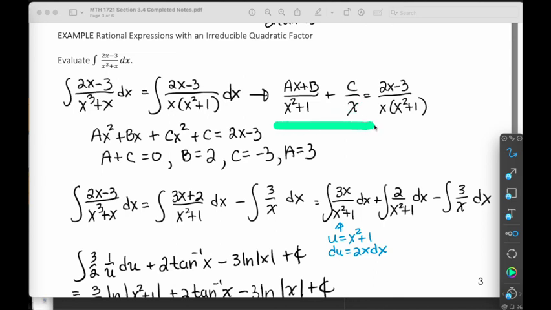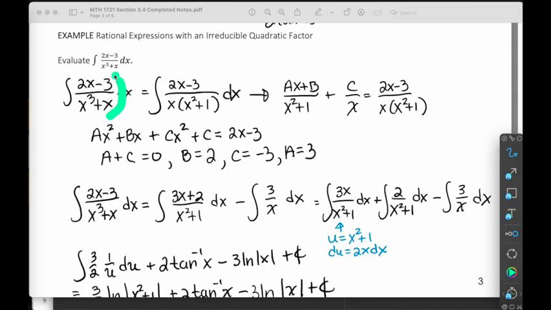So we're going to set this up as (ax + b) over (x squared + 1). And again, this is set up not as a constant, but as a linear factor because we have x squared plus 1, a quadratic denominator, plus c over x, is equal to (2x - 3) over x times (x squared + 1), which is our original denominator before we split it up.